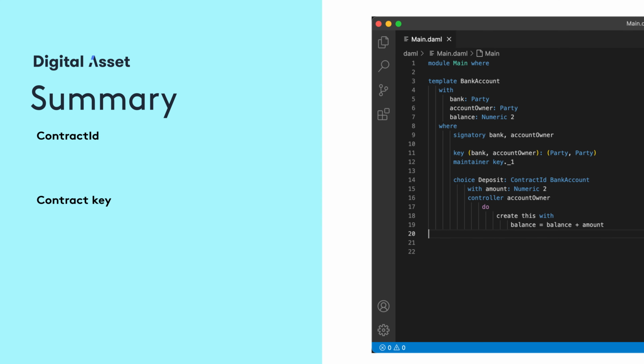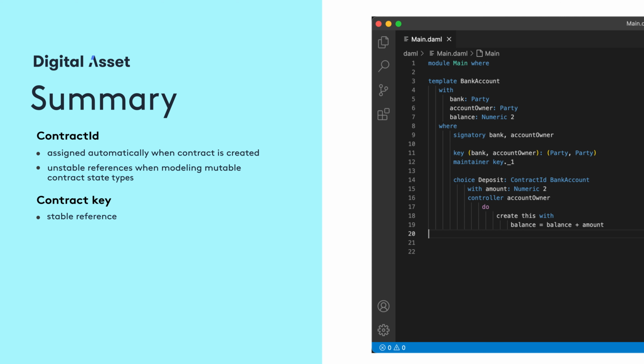Contracts can be identified by contract ID and key. Contract IDs are assigned automatically to the contract when it's created. When a contract is archived and a new contract is created in its place, the contract ID changes, which makes contract IDs unstable references. If you need a stable reference for a contract, then you need to specify a contract key that must have at least one signatory in it, along with any other parameter that can help uniquely identify a contract. Contract keys are specified in the where block of a template. They must also have at least one signatory as a maintainer of the key.